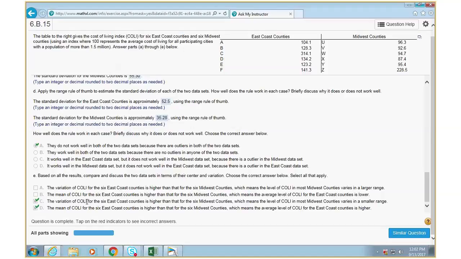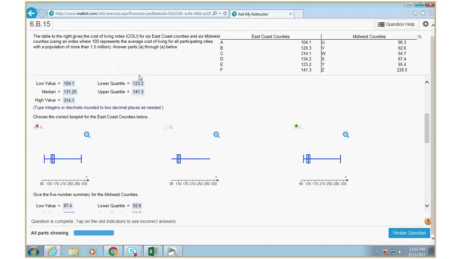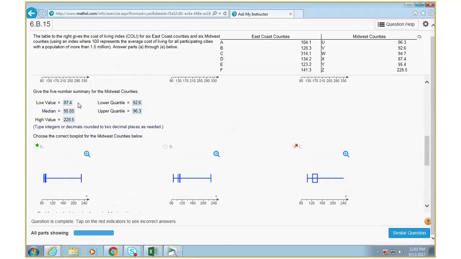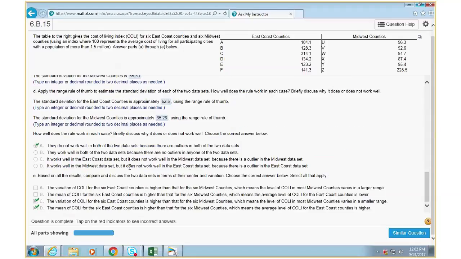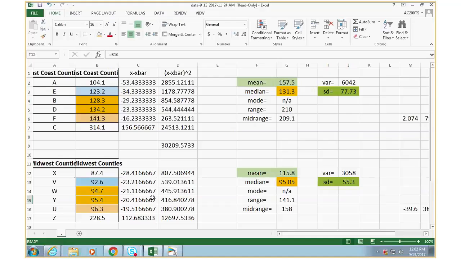The meaning of, what is COLI? What are they doing? Cost of living index. Okay, whatever, cost of living index. All right, is higher than the Midwest. This means that the average level of, in this case, counties is lower. Okay, let's look at the averages and see what it says. The average here is 157. The average here is not lower. The average of the Midwest.